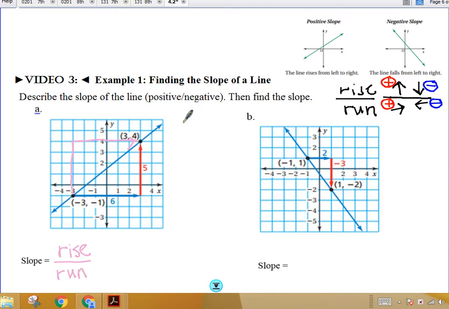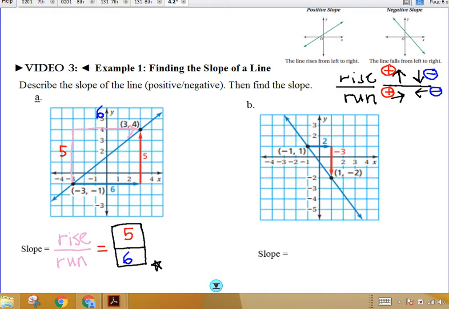And in this, vertical is always 5. Going up is 5. And horizontal, you went to the right 6, to the right 6. So your denominator, the run, will be 6. And if you put that in the fraction form of rise over run, your slope will be 5 over 6. And that's it. Remember I told you, slope is always in fraction form, and for this one, 5 over 6 is perfect. Now look at the next example.